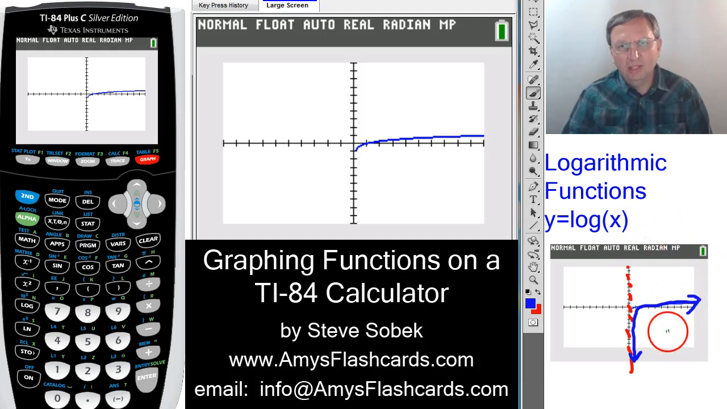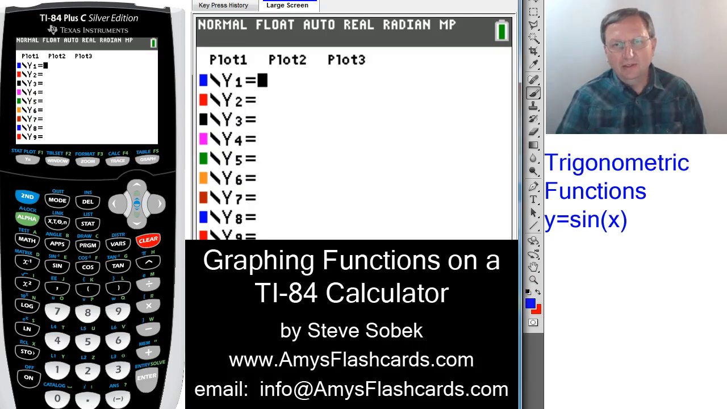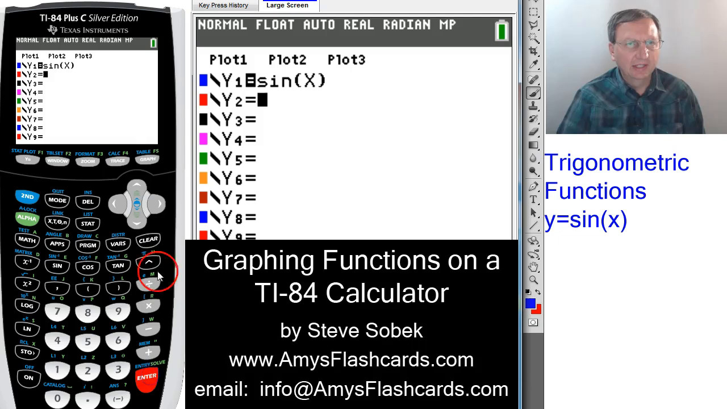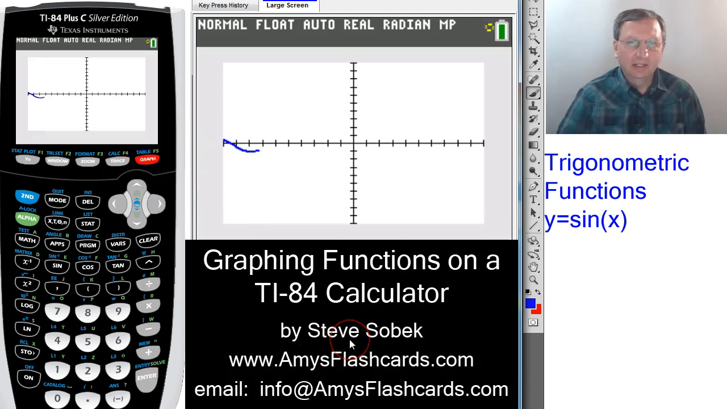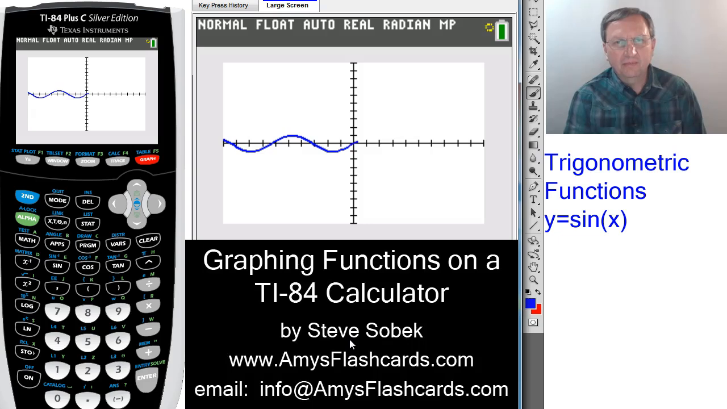Remembering what they look like will help you select suitable windows whenever you're graphing logarithmic functions. Good enough for now. Okay, let's say a few quick words about trigonometric functions, such as y equals the sine of x. Let's type that in over here. Our sine button is right here. It gives us a left parenthesis, so after we type in our x, we'll need a right parenthesis to close that. Let's go ahead and graph that. And here we have the graph of y equals sine of x.